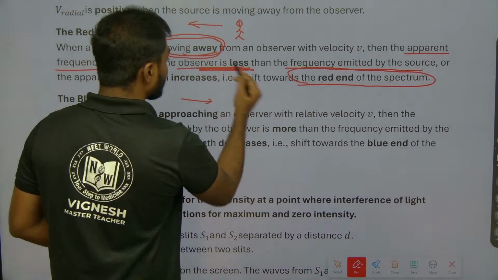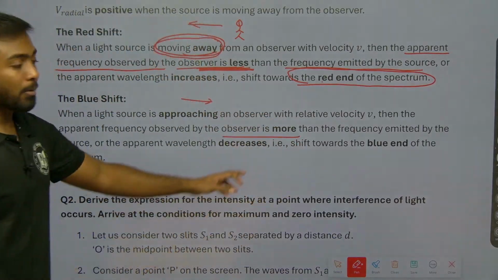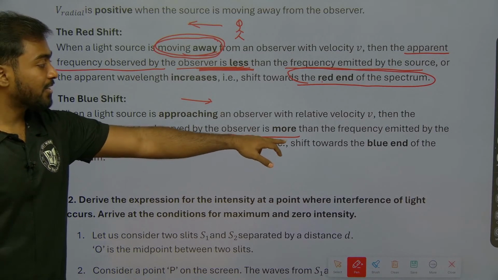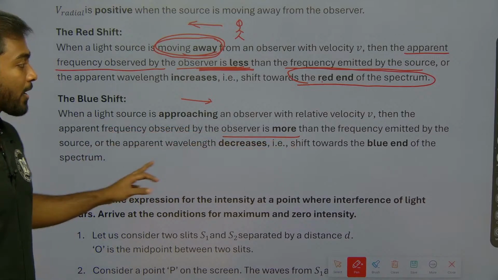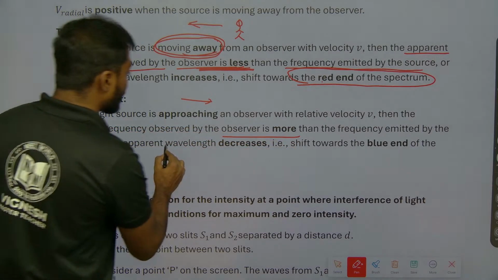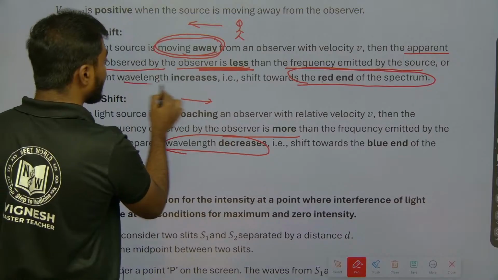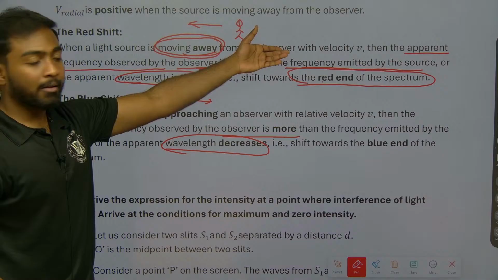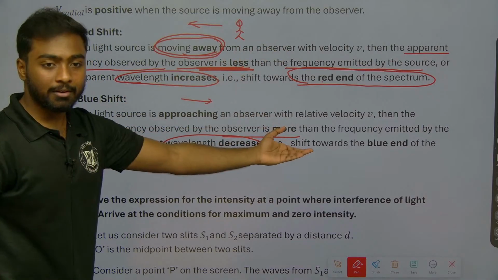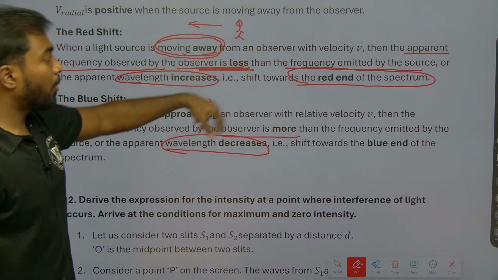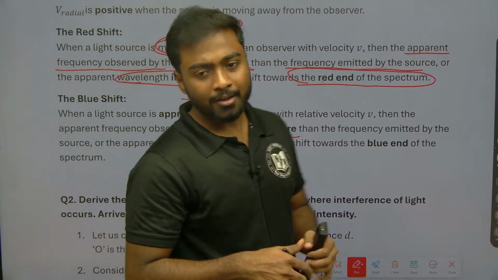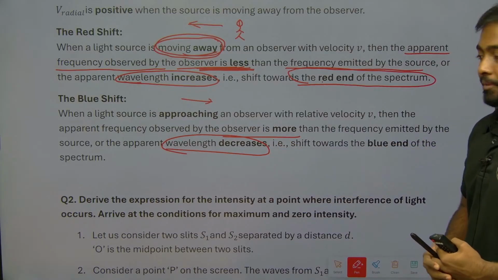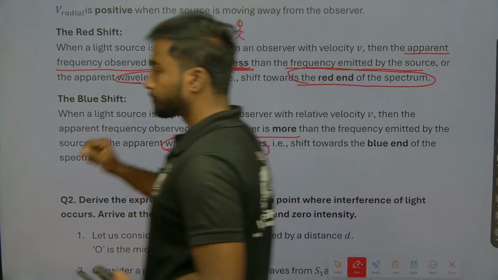Here it is less, here it is more than the frequency emitted by the source, or the apparent wavelength decreases, that is the shift towards the blue end of the spectrum. So, wavelength is decreased here, wavelength is increased here. Here wavelength increases means frequency decreases, here wavelength decreases means frequency increases. So, whatever we have seen in the Doppler effect, we need to correlate with red shift and blue shift. You can take a note of this.